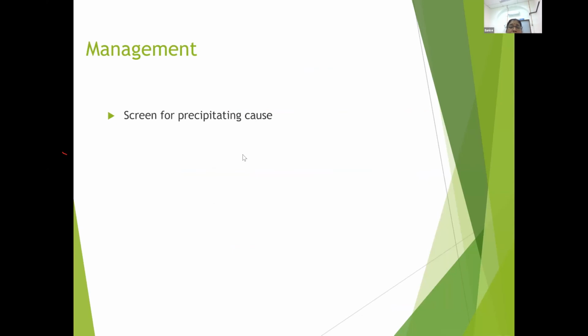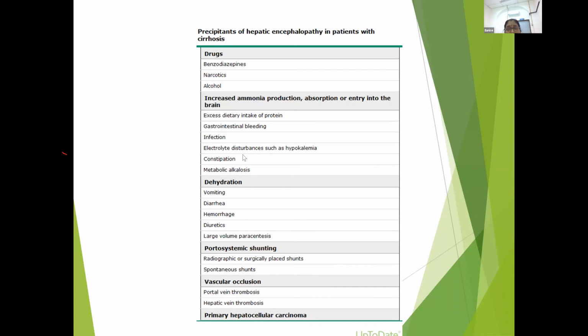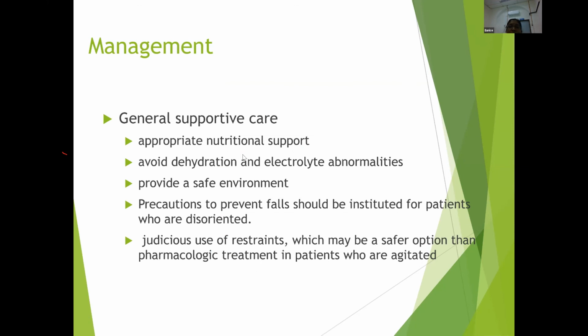Okay. The management of hepatic encephalopathy is to screen for the precipitating cause. First, history again. Ask what medications the patient is on, and see whether there is increased ammonium production or absorption or entry into the brain. The common cause is constipation or excessive dietary protein intake. We should also find out other causes, like infection, GI bleed, and dehydration, and we treat the underlying cause.